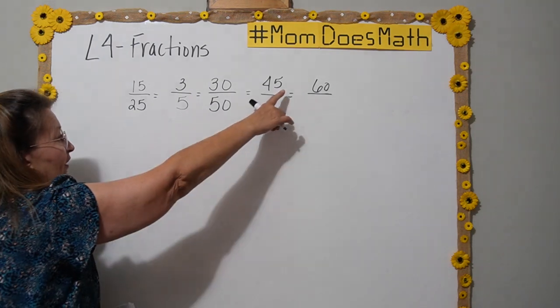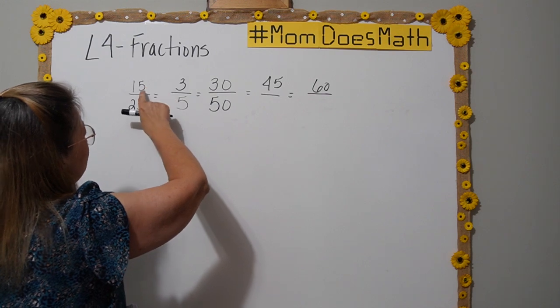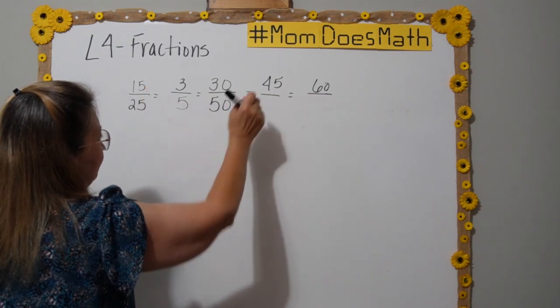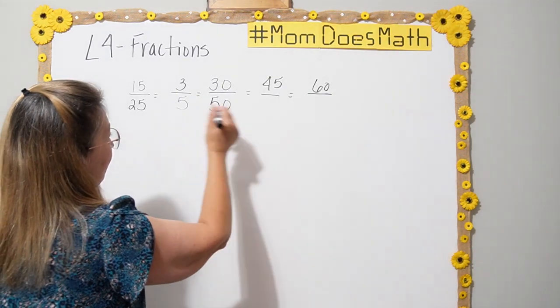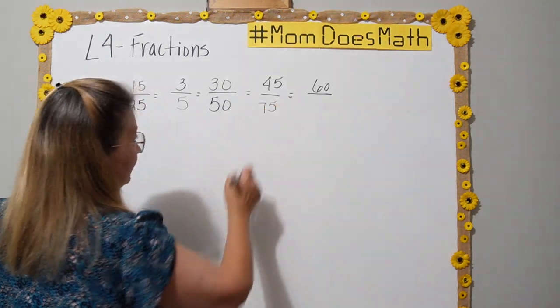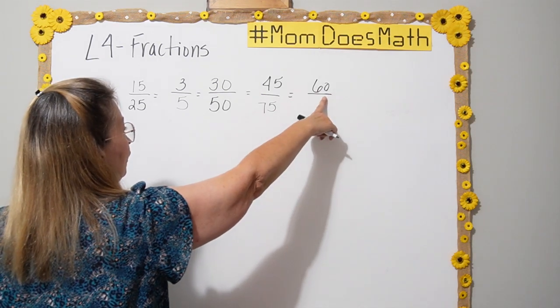All right, now on this one, I have a new numerator. So I come back to my original. What did you multiply 15 by to get 45? Well, that was times 3. So you have to multiply the bottom times 3. That gives you 75. Then we have another new numerator.